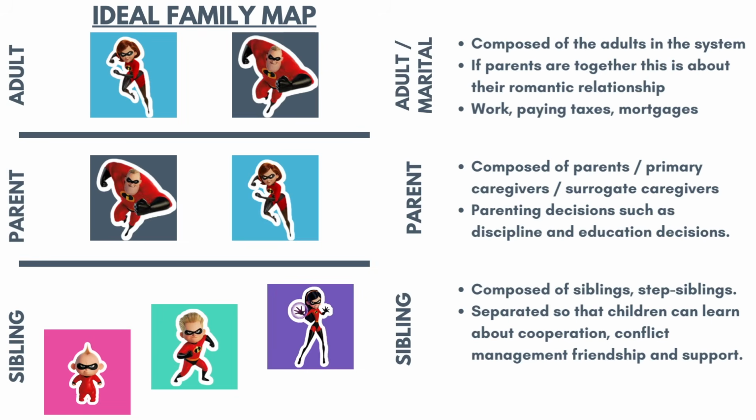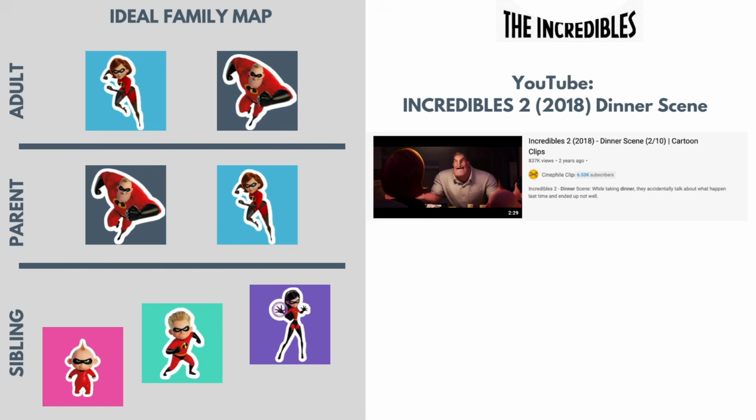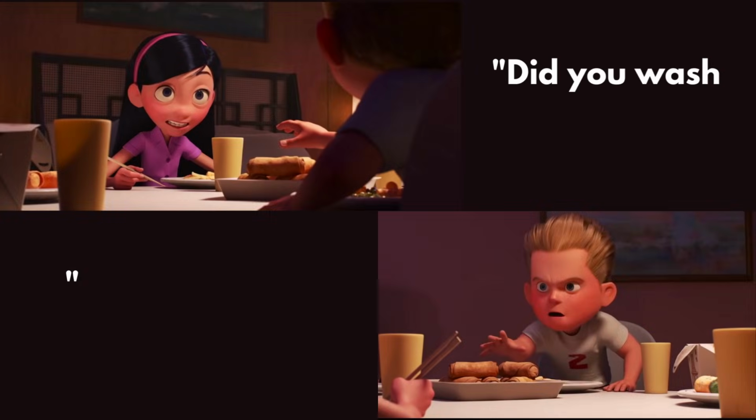Nice healthy boundaries moving up between the sibling system and the parent system, and the adult system. They are also nicely separated with a good clean boundary. So go grab your pen and paper if you didn't, and watch this YouTube clip, and I'll see you in a couple of seconds on the other side.